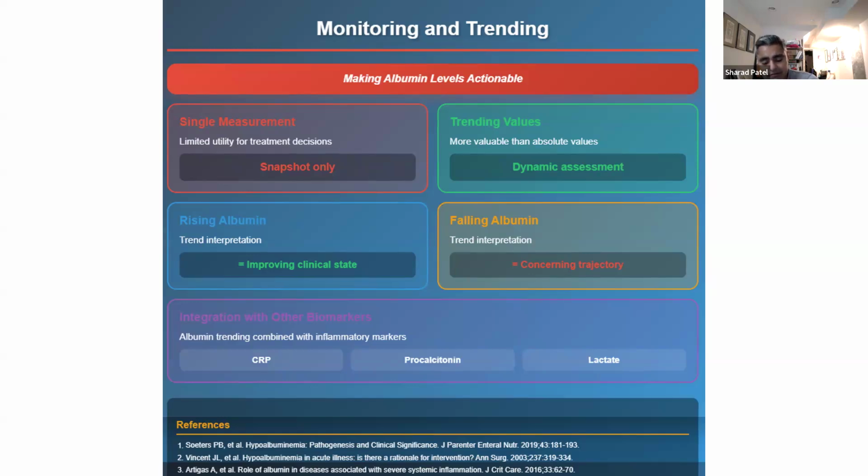Looking at albumin in the setting of inflammation is important as well. If you have someone with a low albumin and a high CRP, that's probably the most dangerous, worst trajectory, because the chronic or acute inflammation still exists. So you should look at the albumin in the context of your CRP, procalcitonin, and lactate as well.